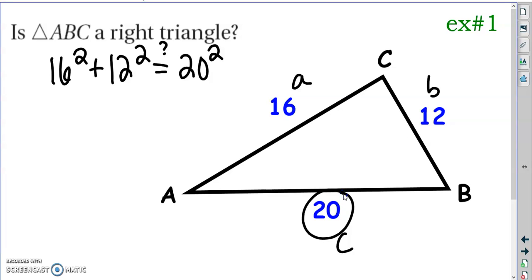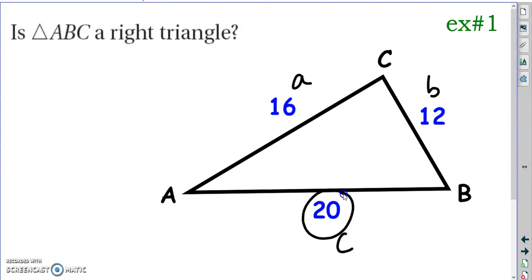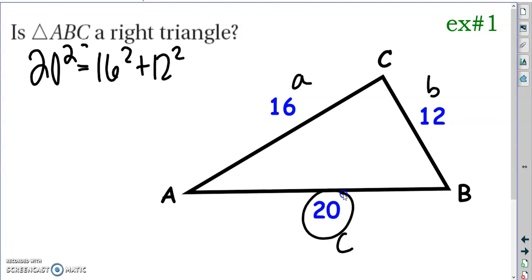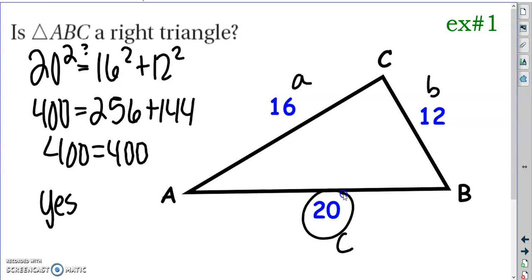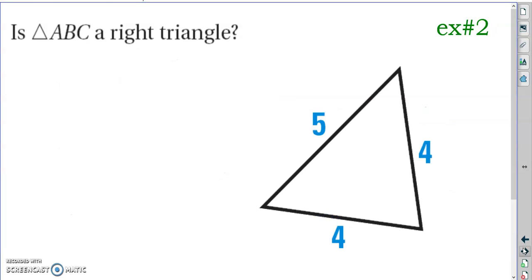Actually, for the purpose of today's lesson, I'm always going to put the hypotenuse first. So 20 squared equals 16 squared plus 12 squared. We need to check that. Is that true? So does 400 equal 256 plus 144? Yes, 400 equals 400. So therefore, yes, it is a right triangle, because c squared equals a squared plus b squared. The Pythagorean theorem is true, therefore it's a right triangle.